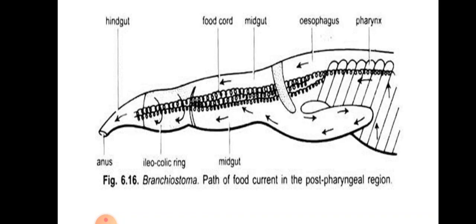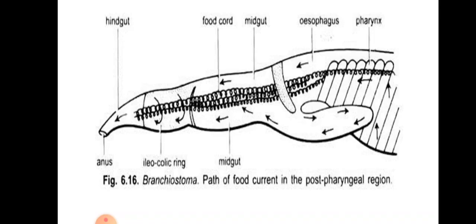So this is how the movement of the food takes place in the intestine. This shows the movement of food behind the pharynx, what happens in the intestine. You just follow the arrow marks and that will show you the movement of the food. It comes from the pharynx to the esophagus, and from the esophagus as it enters into the midgut, the cilia of the midgut pushes it into the midgut diverticulum.